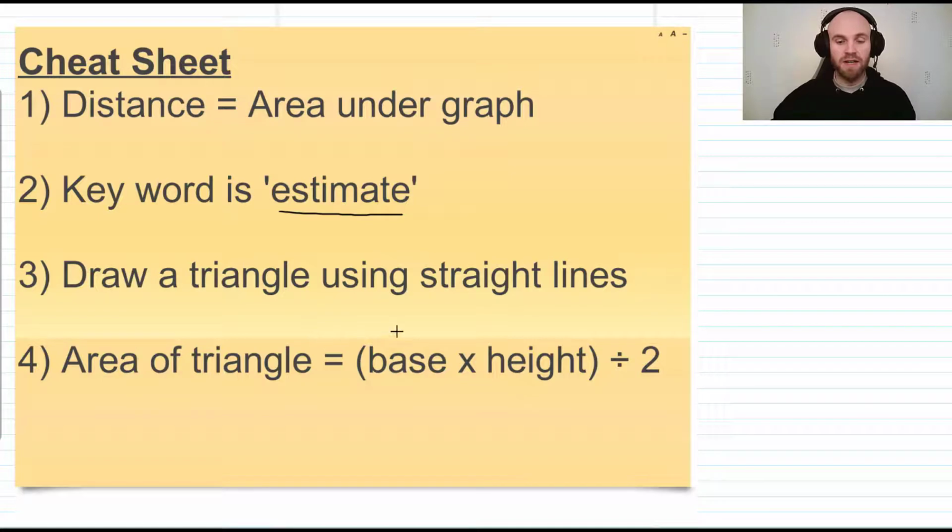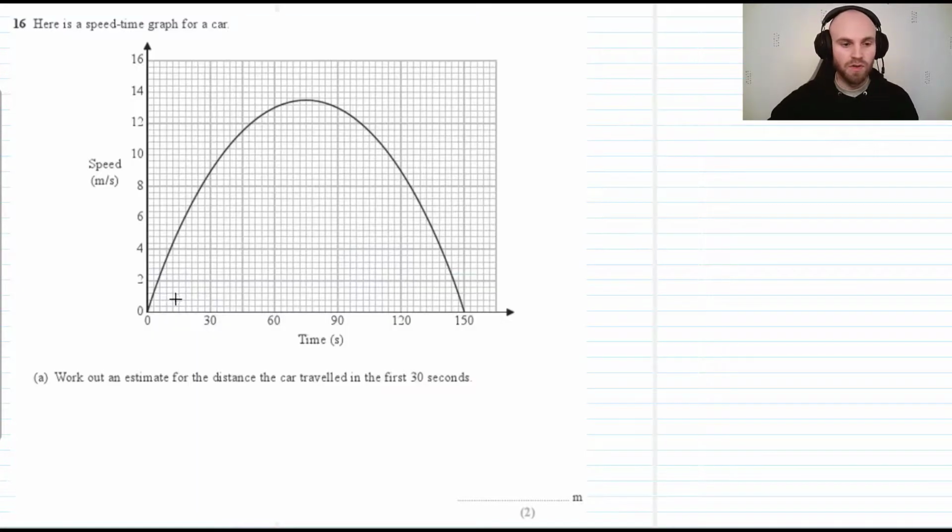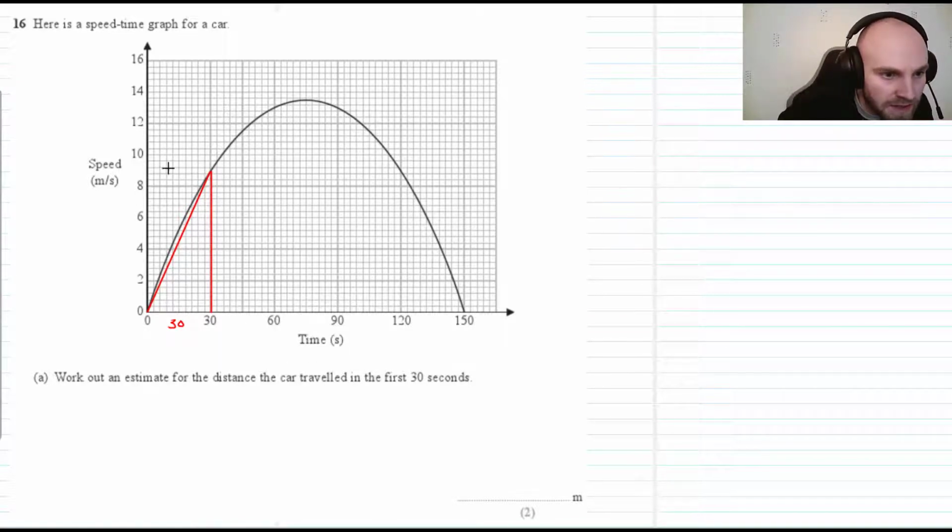And the area of this triangle is going to be the base times the height divided by 2. You should already know that bit. So we need to work out the area of the first 30 seconds here. So I'm going to draw a line straight up to the curve from 30, and I'm going to draw a straight line down to 0. The base of the triangle is going to be 30 seconds, and the height, I'm going to say, is going to be about 9.